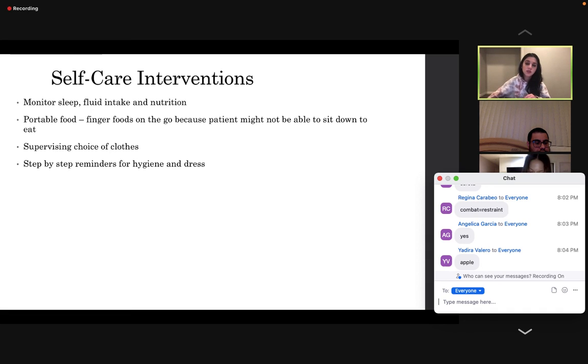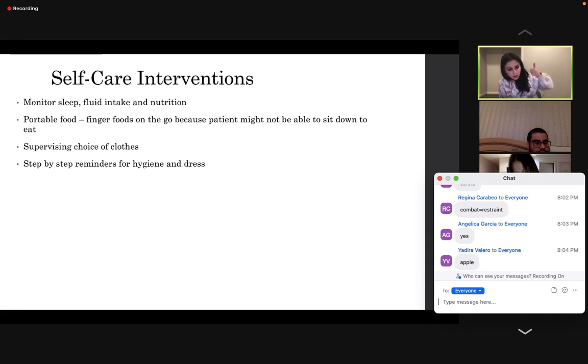Supervise choice of clothing. Absolutely. If they're naked, then put their clothes on. Remember the bra over the shirt, the underwear over the pants. Watch out for that. And the makeup too. Step-by-step reminders for hygiene and dress. Remind them, right? If they get out of their room without their top on, say, "Hey, get back to your room. Let's put a shirt on." They'll be like, "Oh, okay." And then they'll put it on. Step-by-step reminders, because of the lack of hygiene, right?